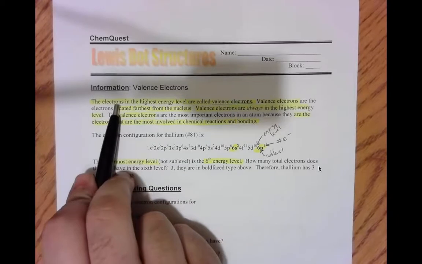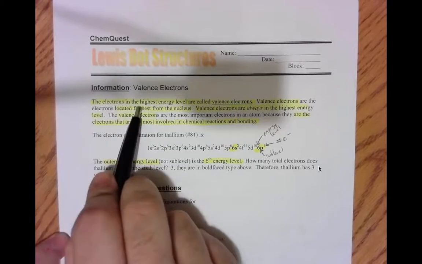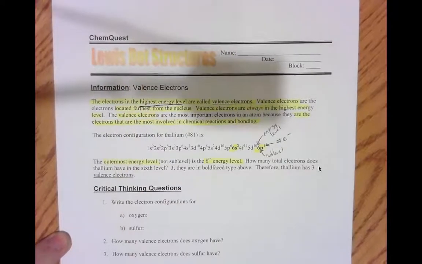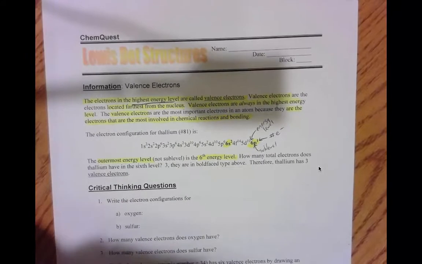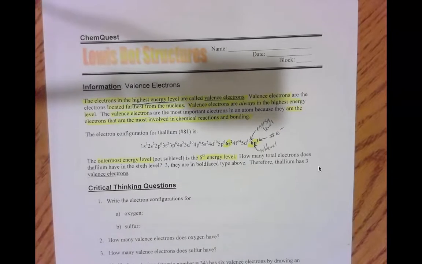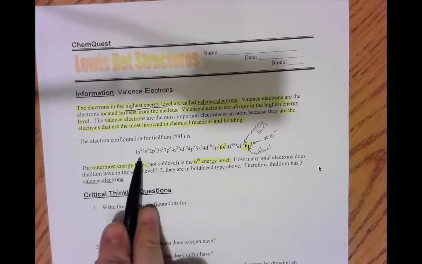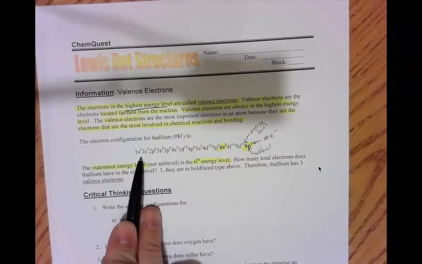The first thing, we know that valence electrons are the electrons that are in the highest energy level. Valence electrons are also located the furthest away from the nucleus. Next, valence electrons are the most important electrons because they are the electrons that are involved in chemical reactions and chemical bonding.